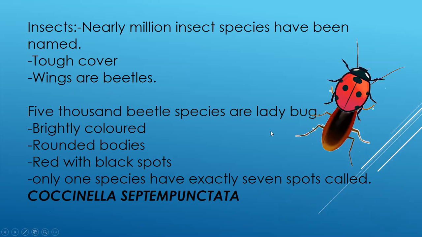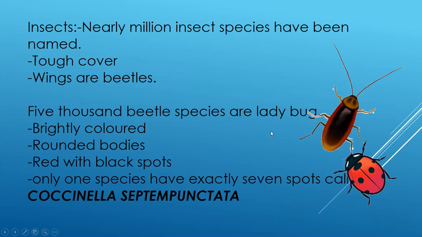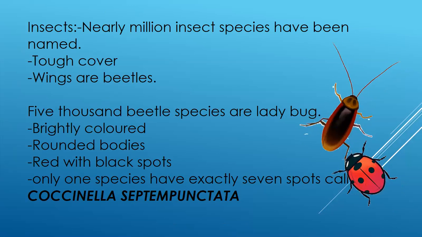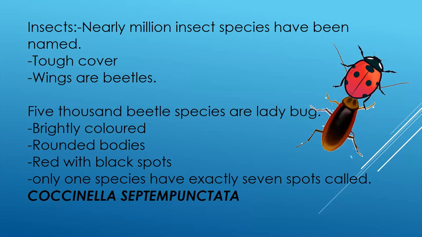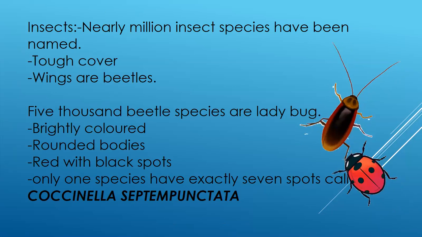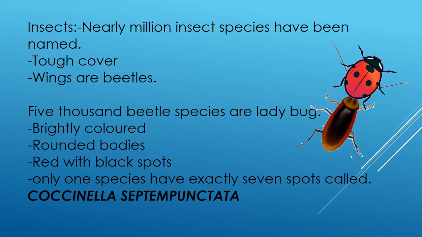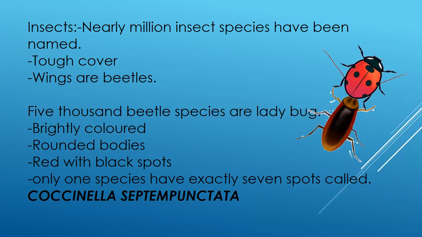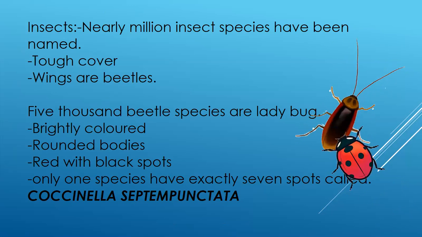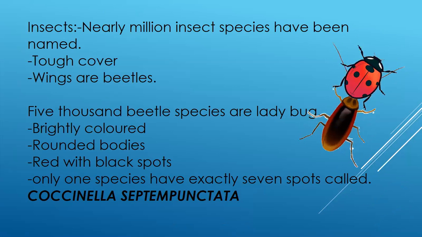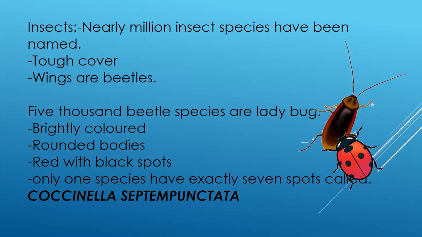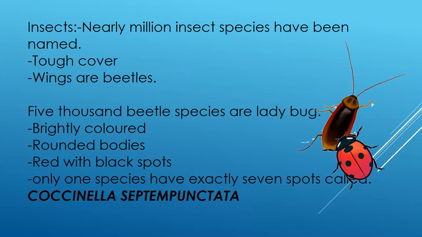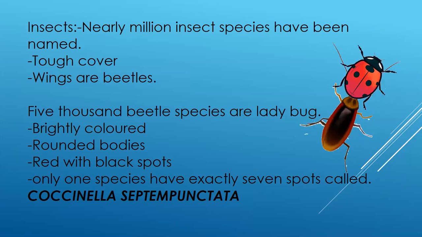Now coming up to insects, insects are the largest number found on earth. There are nearly a million insect species, and 5,000 beetles, as I was just talking about. These species include the ladybug. They are brightly colored with rounded bodies, red with black spots, and only one species has exactly 7 spots, called Coccinella septempunctata. So this is the name given to the type of beetle which has 7 spots.